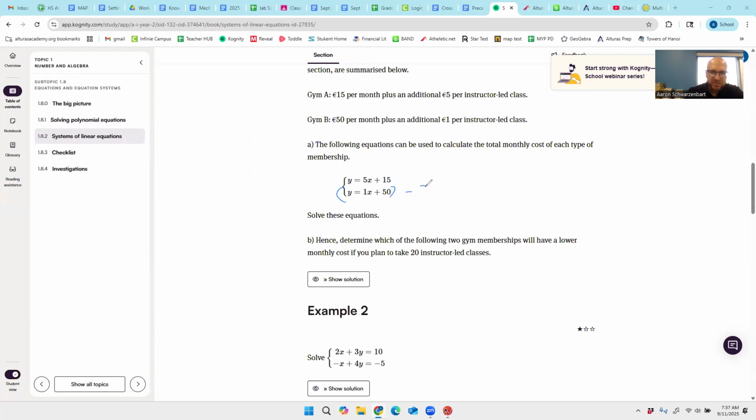I'm going to multiply by -5, do elimination. Actually, no, I'm just going to do -1 and let y eliminate. 0 equals 4x, so that'll distribute a negative through. 4x minus 35. So 35 equals 4x. x equals 8.75. Hence, determine which one will have, if you take 20 instructor-led classes, that would be Gym B.